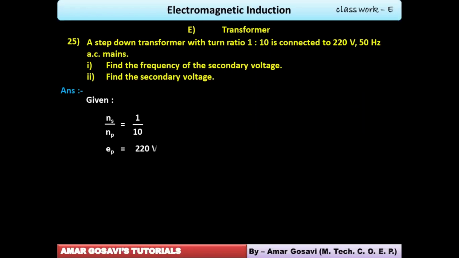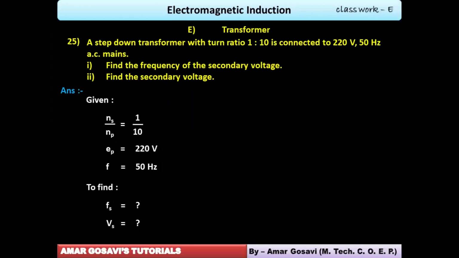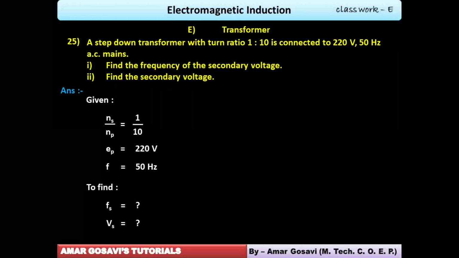Primary EMF is 220 volt. Frequency is 50 hertz. So what are you supposed to find? The frequency of the secondary voltage, and the voltage across the secondary. So make a note of this so that I can show you the solution, how we work out the solution for transformers. Okay, hopefully you've noted this down.